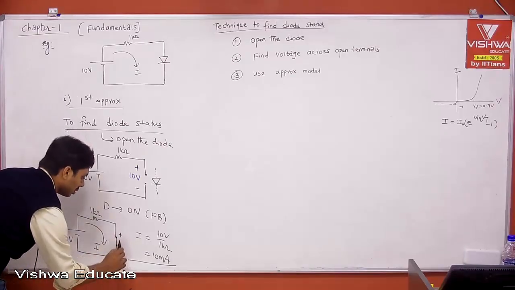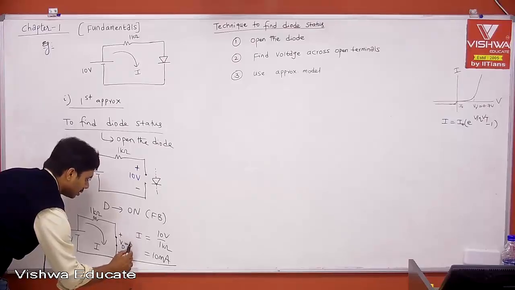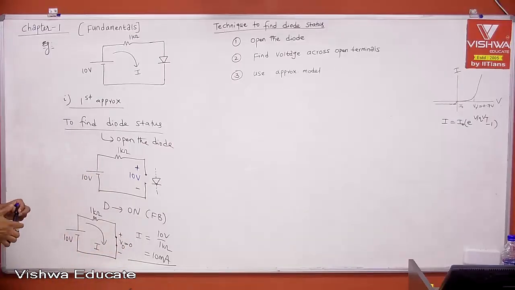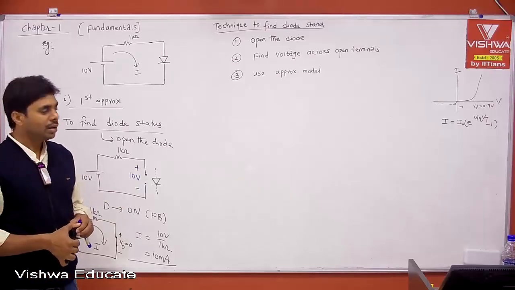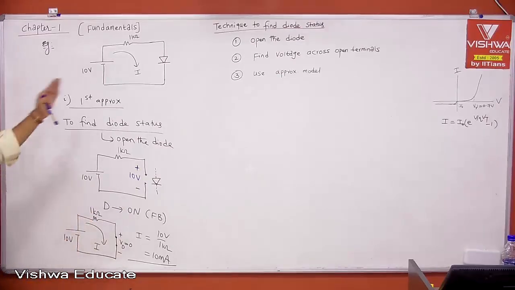Therefore, the voltage across the PN junction diode, VD, is equal to 0. That is the first approximation, and the diode is in forward bias. Then let's solve the same problem using second approximation.